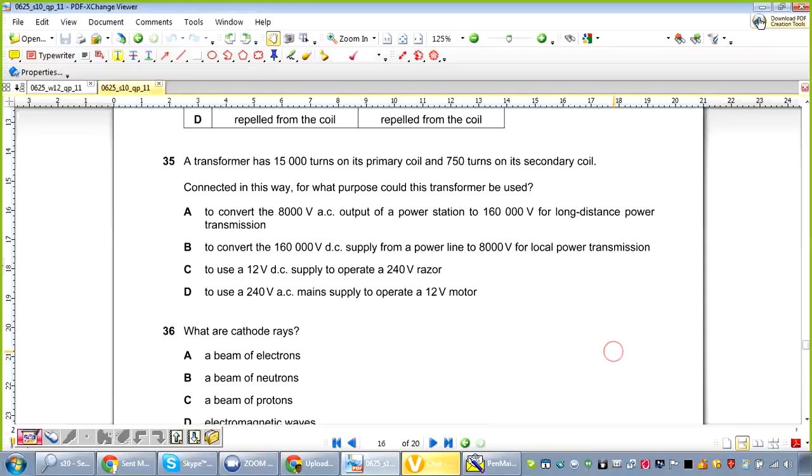So it will be A then. You can't just choose. Say 15,000 is becoming 750. Is this a step up transformer or a step down transformer? Step down. So how can you make 8,000 into it? It has to be a step down transformer.